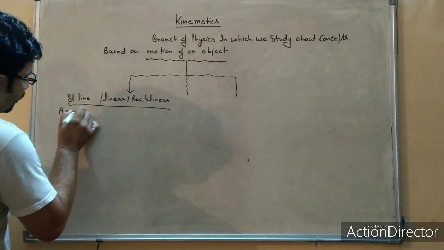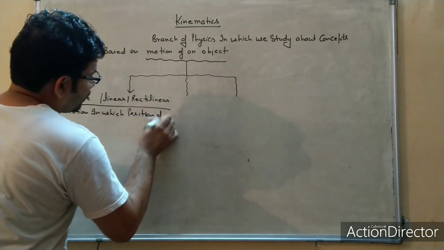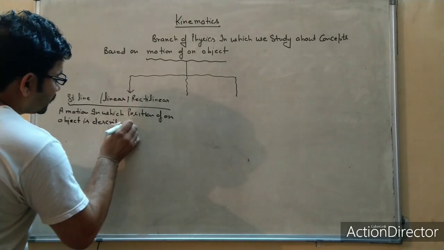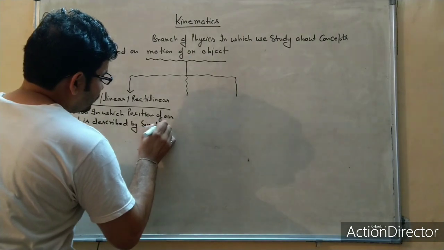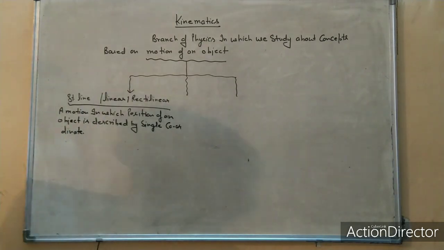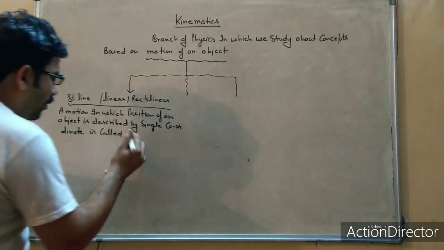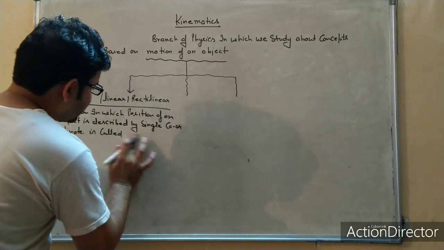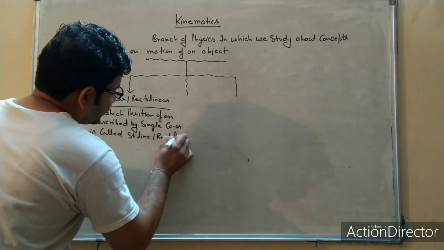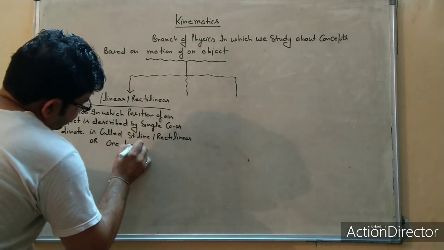Motion in which the position of an object is described by a single coordinate is called straight line, linear, rectilinear, or one dimensional kinematics.